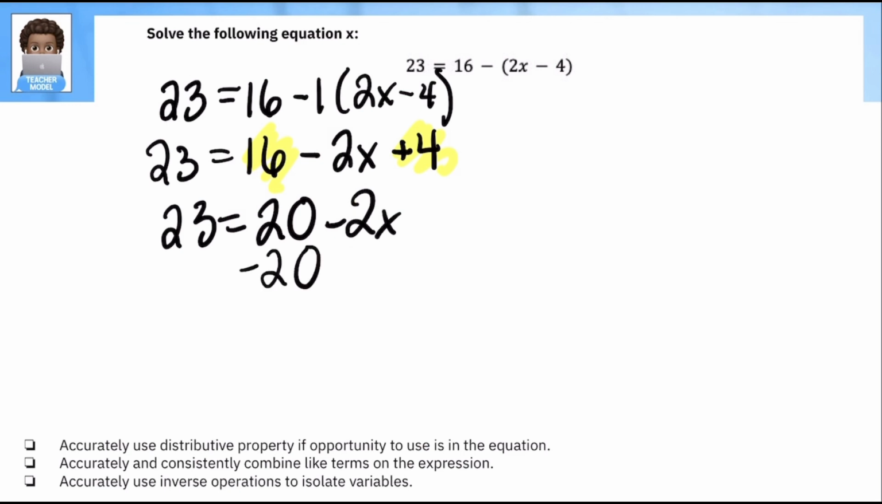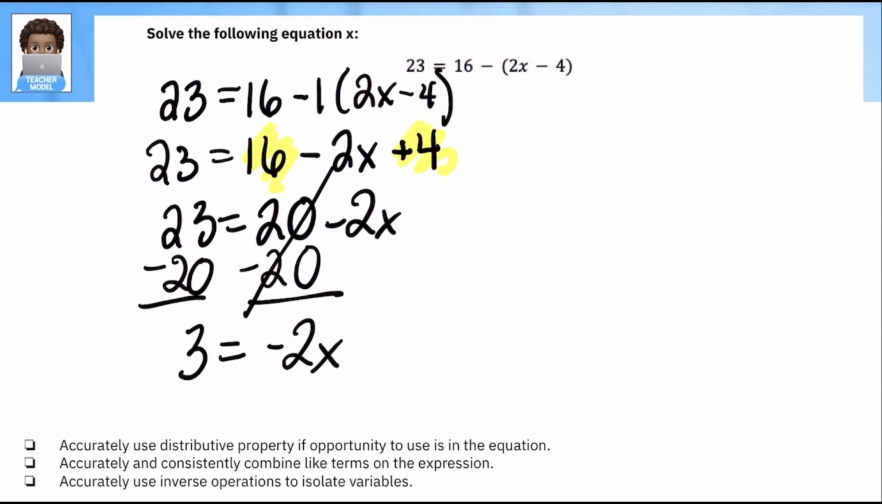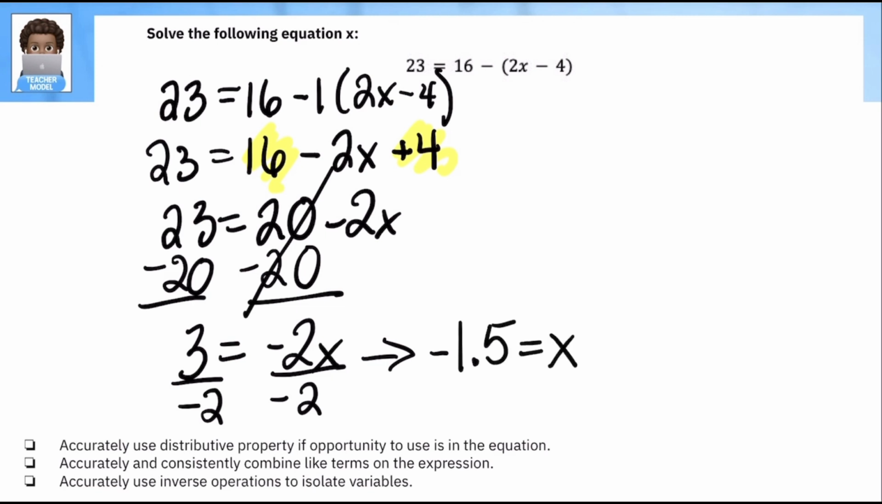All right, I'm going to get rid of the 20 by adding its opposite. And that leaves me with 3 is equal to -2x. And I'm going to divide both of these by -2. So my final answer is... I don't want to leave it as 3, -3.5. A middle school teacher can't do it. So I'm going to change it to 1.5. Negative 1.5 is equal to x.